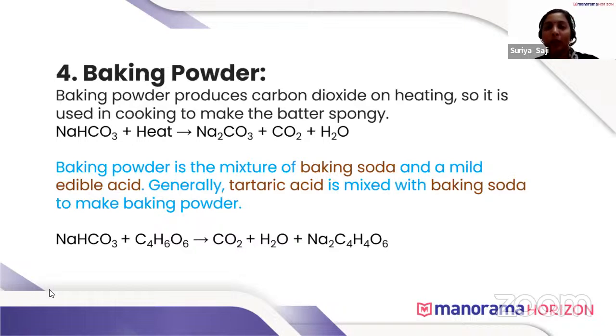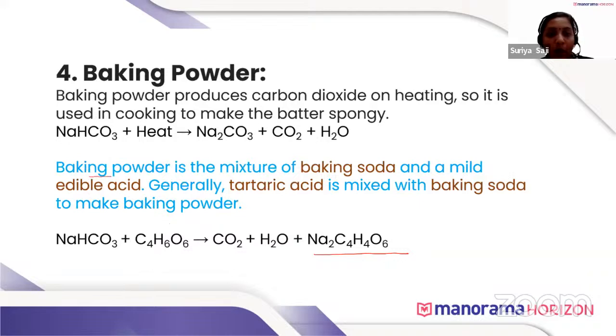Okay. Then baking powder. Baking powder produces carbon dioxide on heating. So it is used in cooking to make batter spongy. So we are using baking powder, right? So the chemical formula of baking powder is Na2C4H4O6. So sodium hydrogen carbonate, if you are heating, we will get sodium carbonate plus carbon dioxide plus water. Sodium bicarbonate.